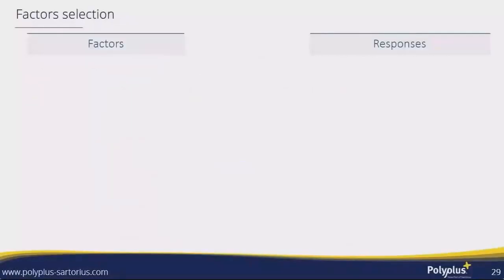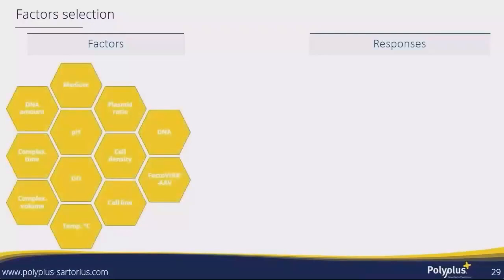So I've been talking a lot about factors and responses, but what does it mean and why is it important? This is a question that we often get at PolyPlus from people that want to start DOE. What are the factors that we recommend to look at when using DOE in a transfection setting? And there are obviously many.